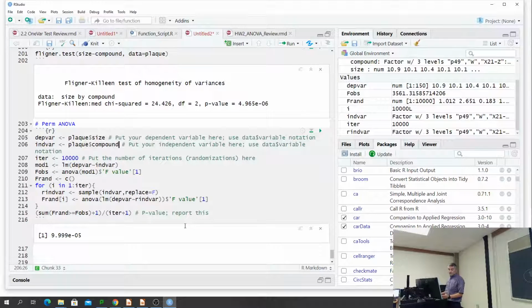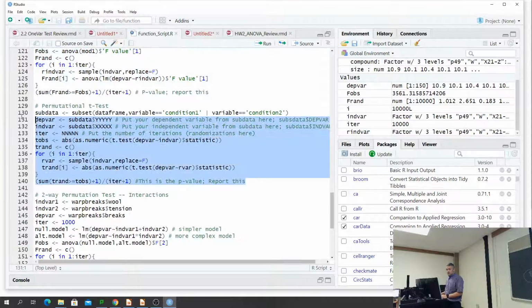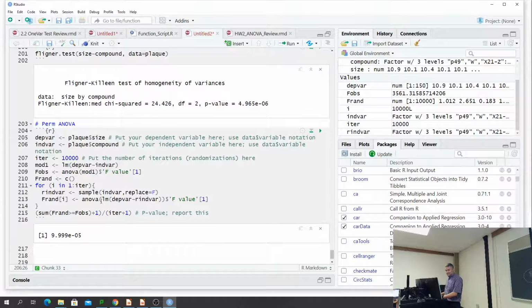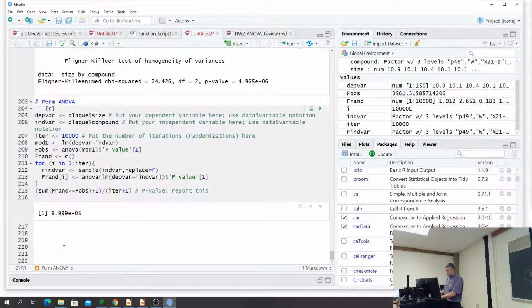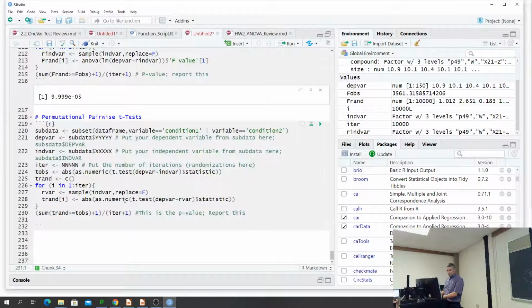So the question is, well, which ones are different? So now we have to run a series of pairwise t-tests. So I'm going to get these pairwise t-tests. So this is permutational pairwise t-tests. So we're going to be running. All right. And I am going to get this first one updated.